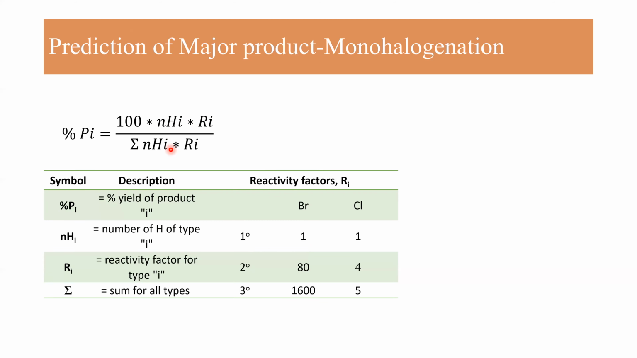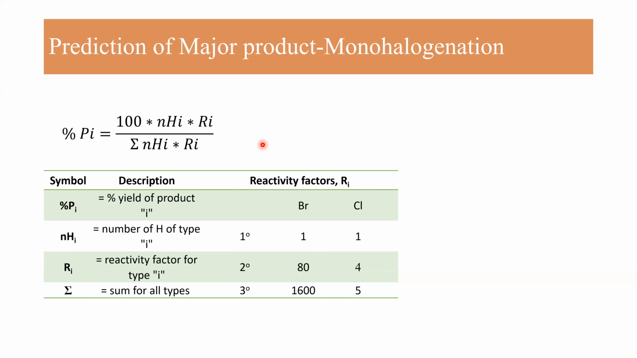Now, in the denominator, what is there? This is the sum of all kinds of protons multiplied by their regioselectivity values. I will show you in the next mathematical example how we can conduct that calculation. So this is the overall expression you need for calculating or predicting the major product in the monohalogenation of alkanes.